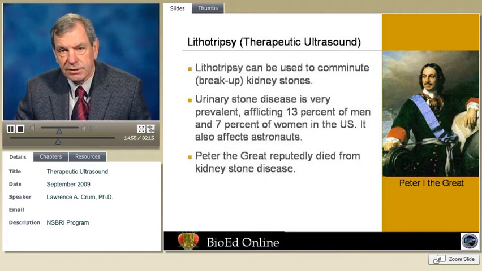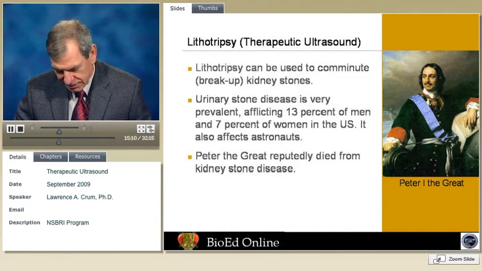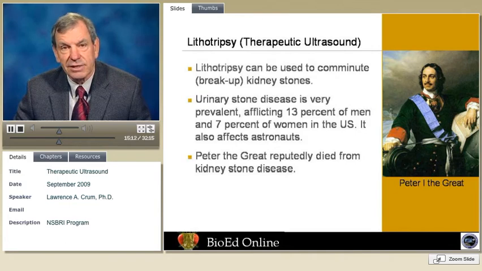Historically, one can find, at least from Wikipedia, and that's sort of our knowledge base nowadays, that Peter the Great died from a kidney stone. And whether this is true or not, at least anecdotally, it's an interesting story. So what do kidney stones look like? Well, they go anywhere from a few millimeters to a few centimeters in size.